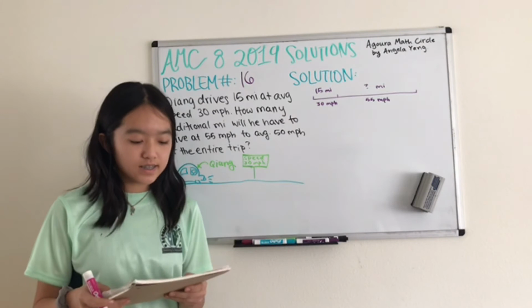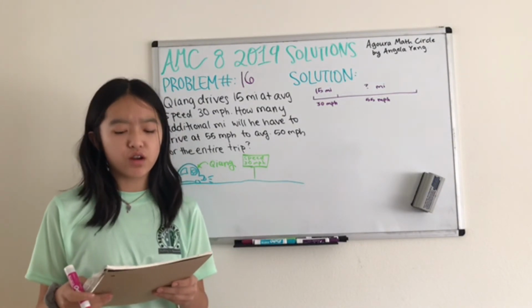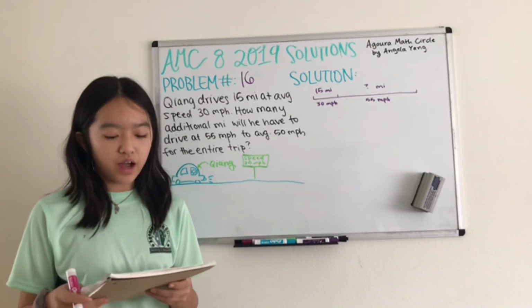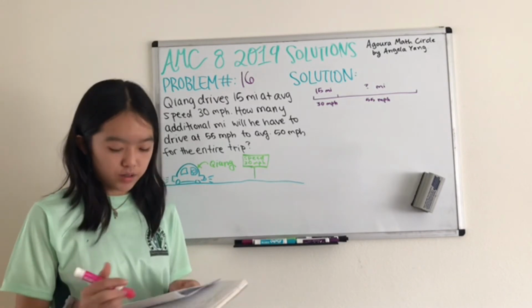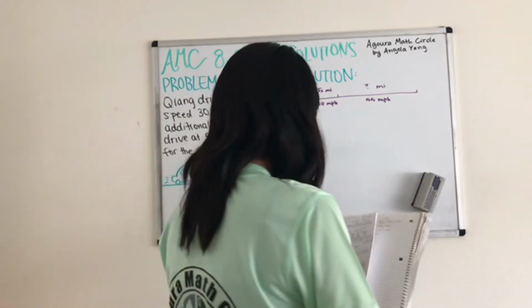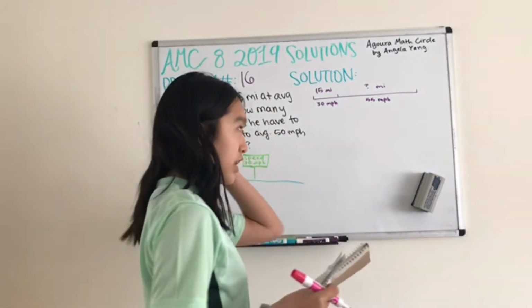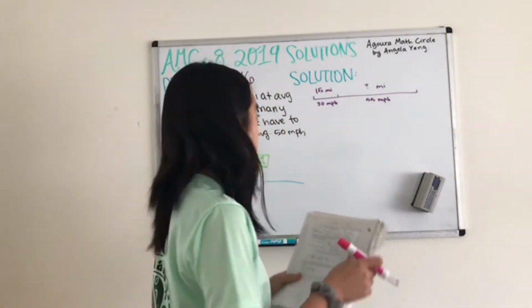Problem number 16 says, Chiang drives 15 miles at an average speed of 30 miles per hour. How many additional miles will he have to drive at 55 miles per hour to average 50 miles per hour for the entire trip? So with these kinds of questions, you could do guess and check or trial and error, but it would be better if you did an equation to get a more accurate and immediate result.